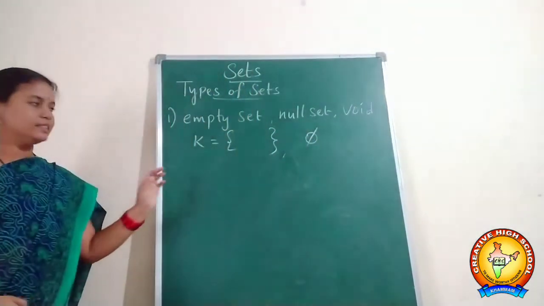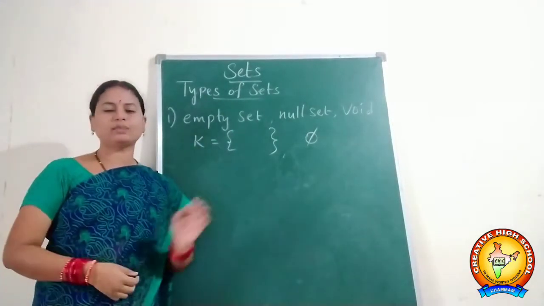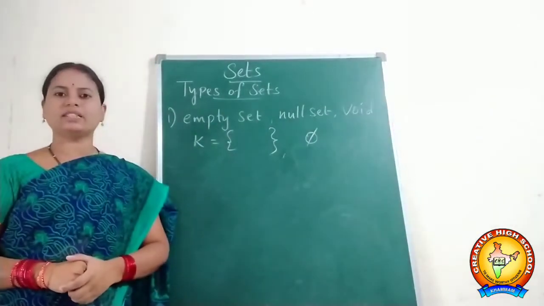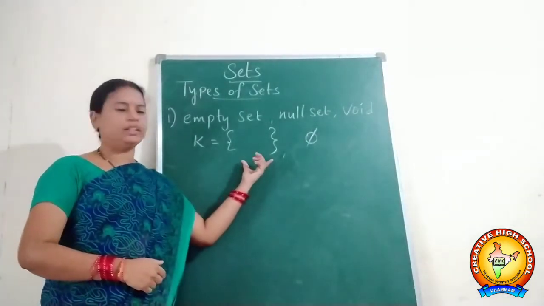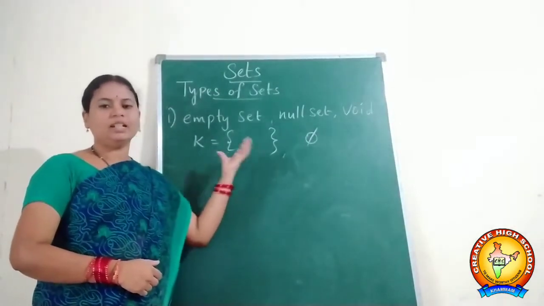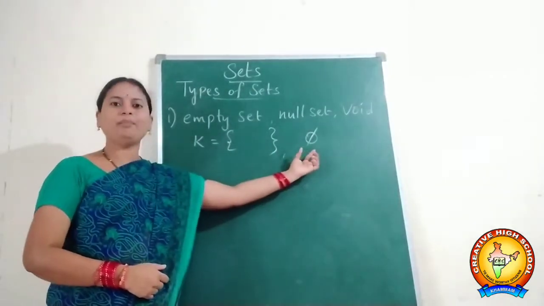See here. If there is no element present in a set, such sets are called the empty set. Empty sets we write only with the empty brace bracket, and the empty set is denoted by phi.